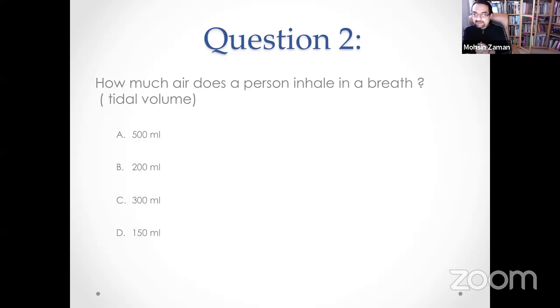How much air does a person inhale in a breath? So we are looking for an amount here. And that is going to be the next poll question that's going to pop up in front of you. With the idea, if you can tell, what do you think? 500 ml, 200, 300, or 150? So again, 6 more seconds.